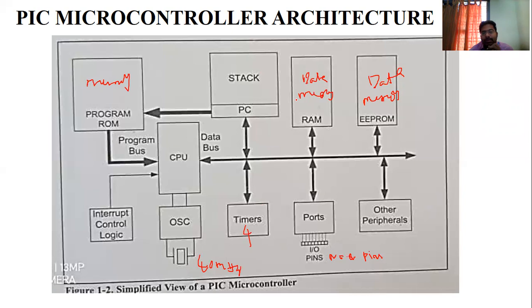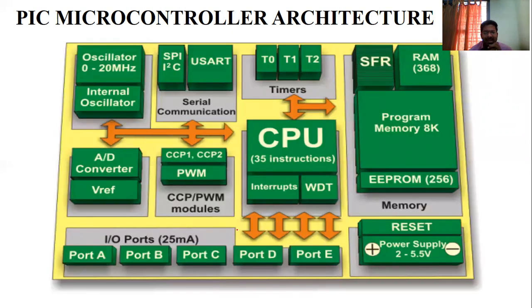So data memory is separate as well as program memory is separate. Now see this again. You can see a more detailed view of the architecture. These are the timers T0, T1, T2, T3, as well as T4 that are available. So these are the memories. This is the CPU. As well as PWMs, and A to D converters.